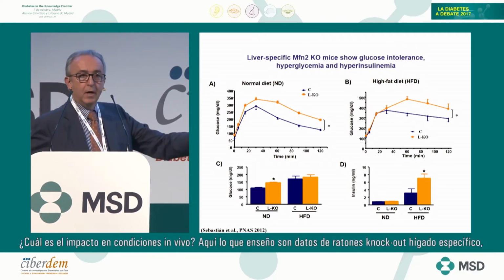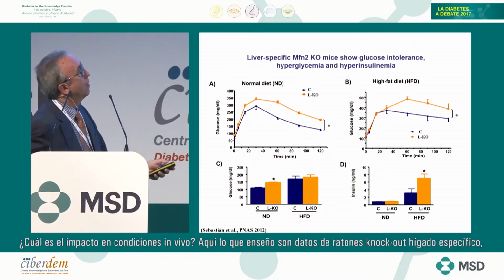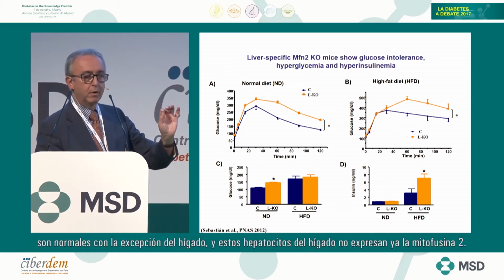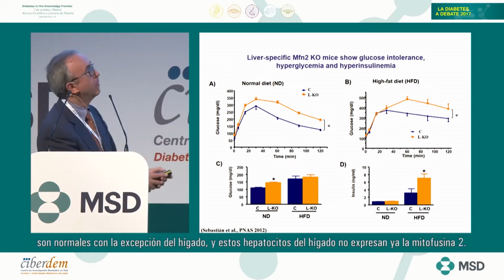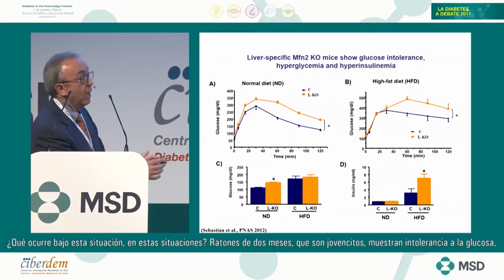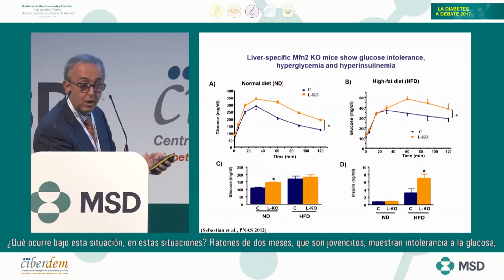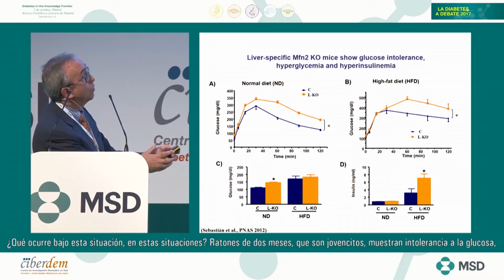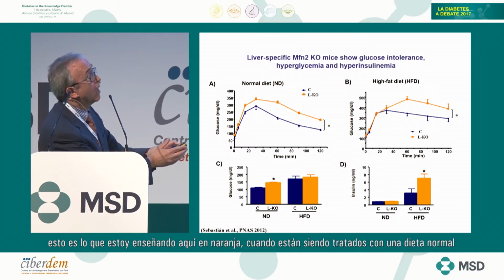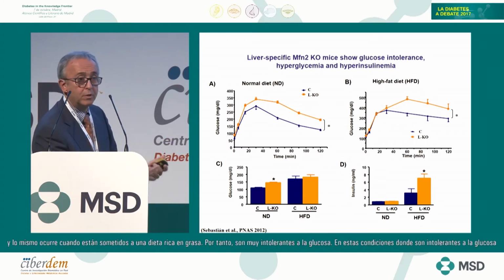What is the impact under in vivo conditions? Here, what I'm showing you is data from liver-specific knockout mice. So the mice are normal, with the exception of the liver, and those hepatocytes don't express mitofusin 2 anymore. What happens under those conditions? Two-month-old mice, which are really young mice, show glucose intolerance. This is what I'm showing you in orange, when they are on a normal diet. And the same thing happens when they are subjected to a high-fat diet. So they are really glucose intolerant.